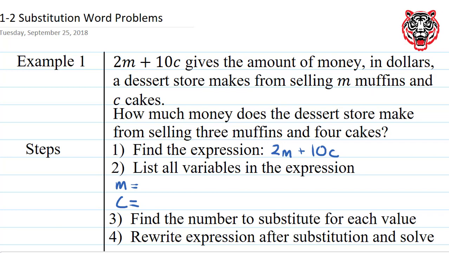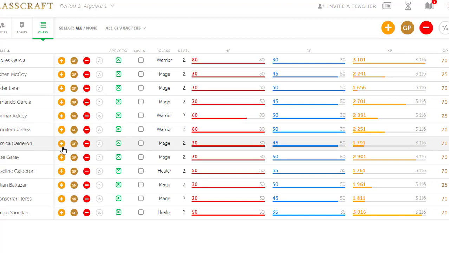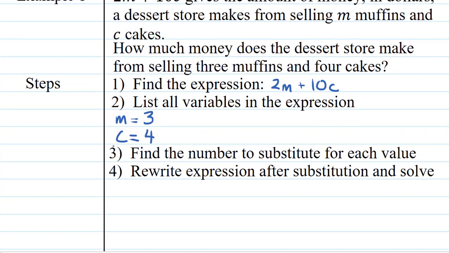Jose. 3 muffins and 4 cakes. Oh yeah, 3 muffins and 4 cakes. I was going to give 2 different XP for 2 different people, but that's awesome. I'll give you both of them. Yeah, M is 3, C is 4, and that comes right here. It's saying from selling 3 muffins, so M is 3, and 4 cakes, so C is 4. Perfect. We just did step 3.